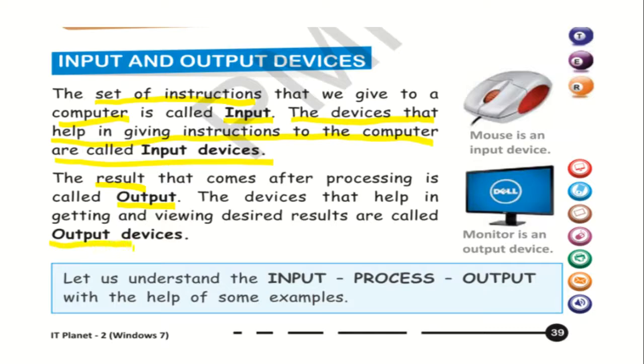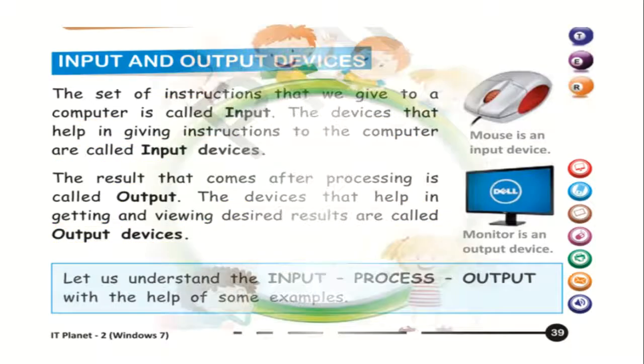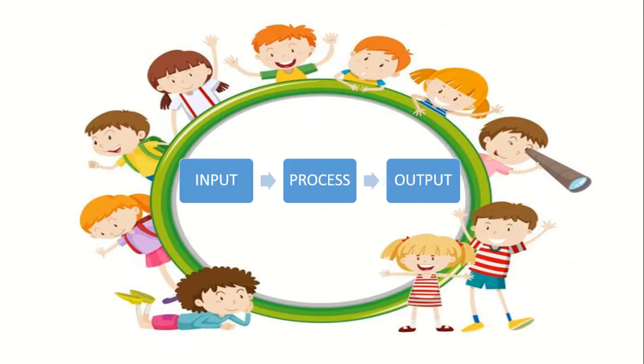So here children, it is now very clear that the results that we get after processing are called output, and the devices that help in getting and viewing desired results, they are called output devices. So now here you can say we give input, the processing takes place, and then we get output in the form of result.